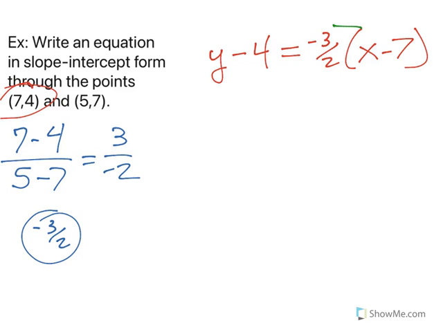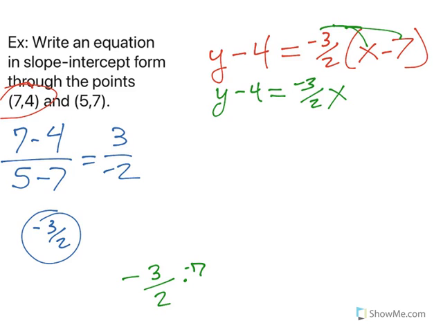Okay. Next up, I want to distribute. So I still have y minus 4 on the left. Negative 3 halves times x is negative 3 halves x. And then I'm going to do the math down here on the bottom. I have negative 3 halves times negative 7. And I'm just going to put it over 1. This does not come out nicely, right? Two negatives is a positive. 3 times 7 is 21. 2 times 1 is 2. So this gives me 21 halves that I put up in my equation.